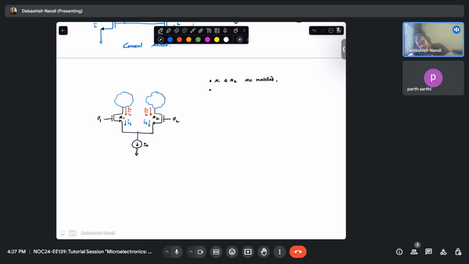Now what do I want? I want this entire thing to be taken out of this terminal and connected to some load resistance. So my V out will be what? GM times RL times, what is this current?